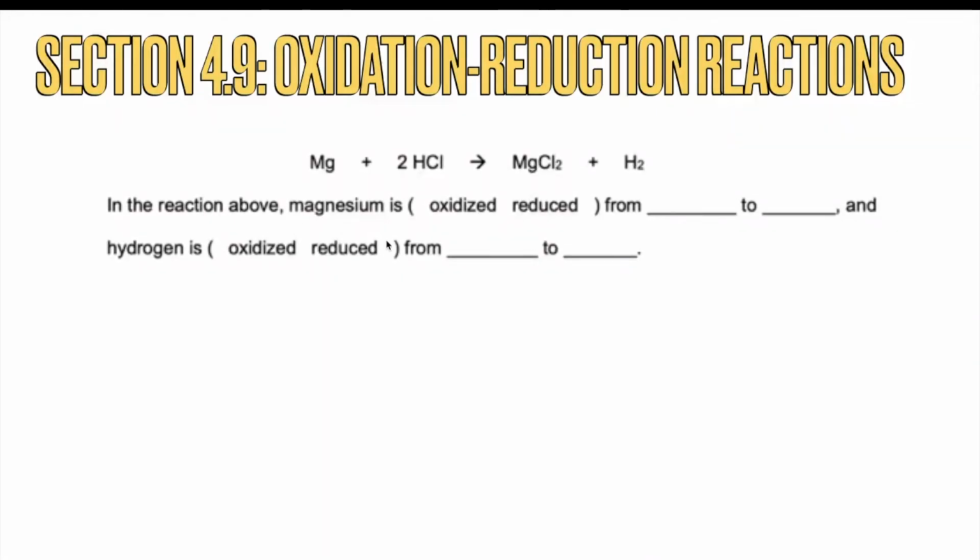In the reaction above, magnesium is oxidized or reduced. So we're going to circle one. It's going from what charge to what charge. Hydrogen is being oxidized or reduced. It's going from what charge to what charge. All right, let's go through this.